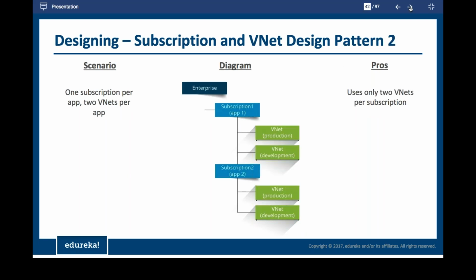Now, in case the design is like you have one subscription but you have two VNets for an application, okay, it will be using two VNets in one subscription. Now, can you tell me one simple example where we will be using this sort of scenario? Two VNets per app on one subscription.